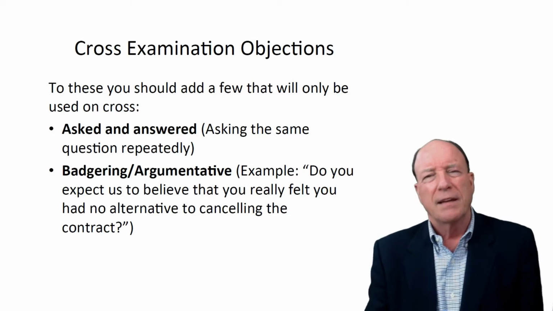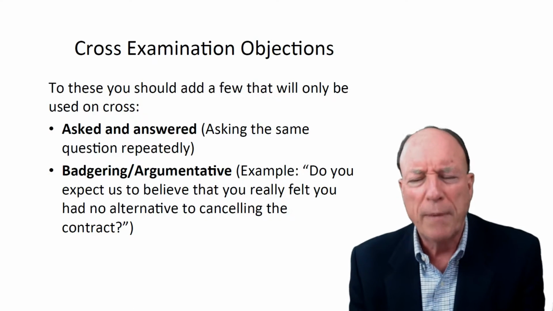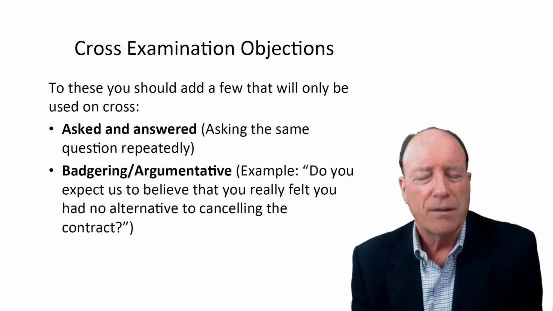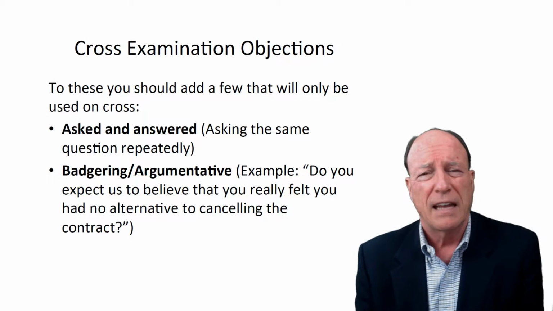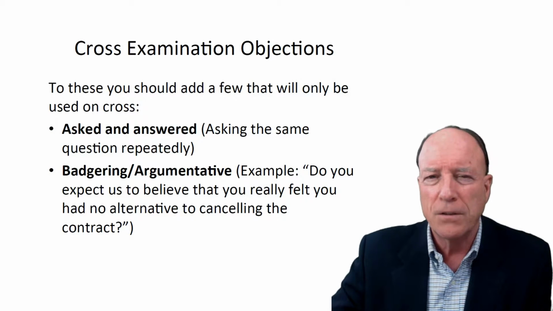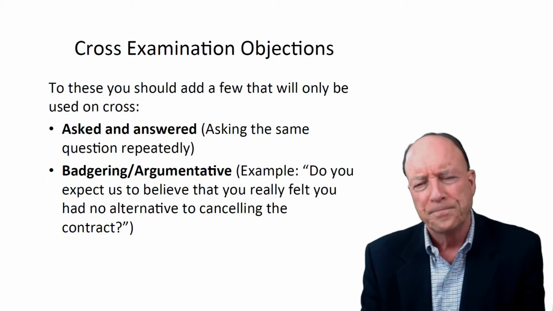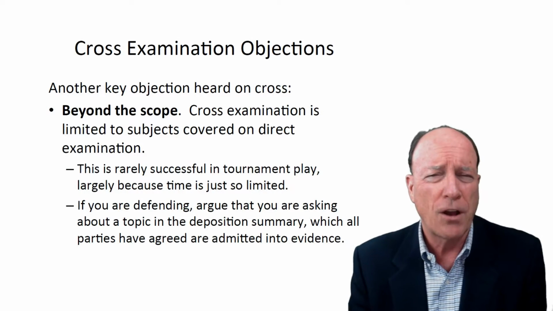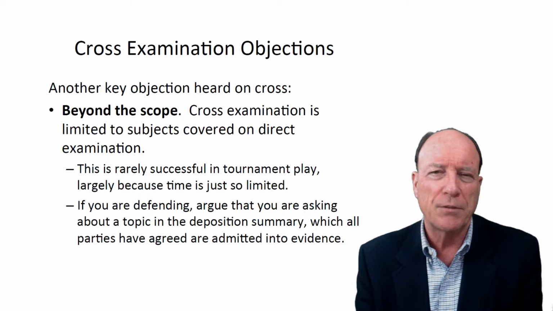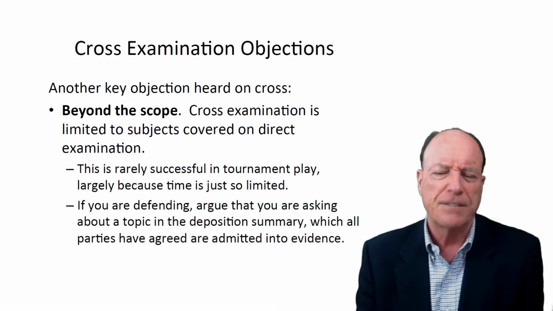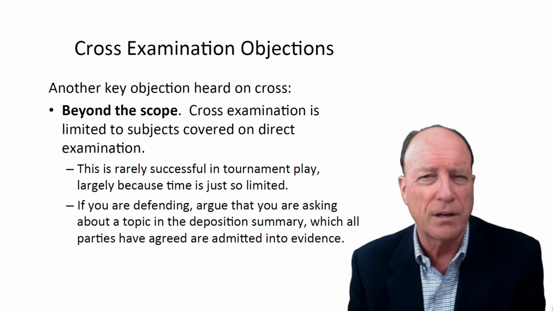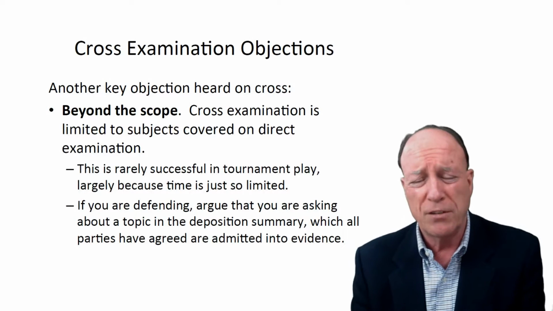Here's an example. How do you like this question? Do you expect us to believe that you really felt you had no alternative to canceling the contract? Now, that's simply argumentative and is entirely objectionable. If you ask a question along those lines, fully expect that it will draw objection. Here's another objection that you'll hear on cross-examination. Beyond the scope. Cross-examination is limited to the subjects covered during direct examination. And if you wander beyond the conceptual bounds of the topics that were covered during direct, the question becomes objectionable.